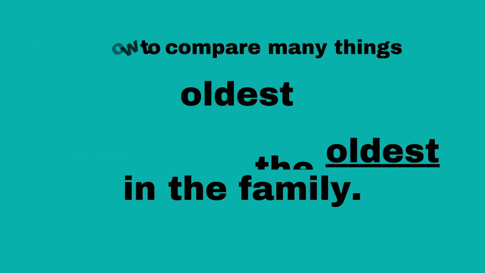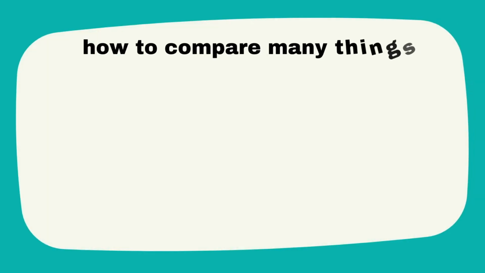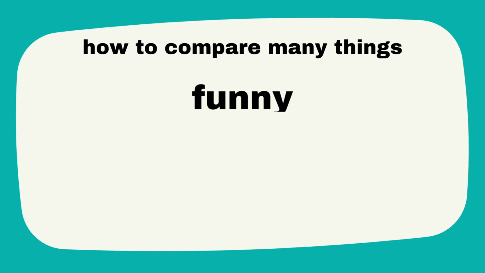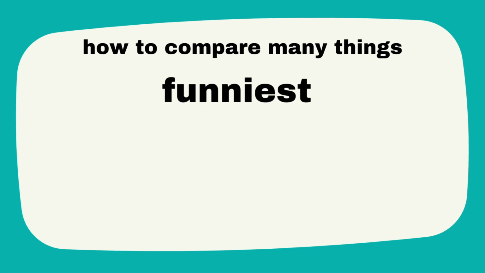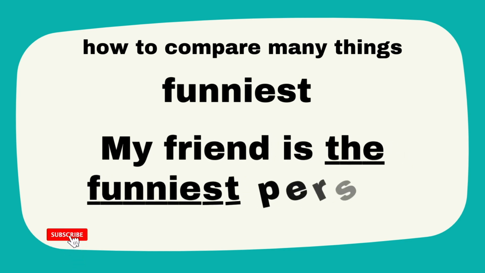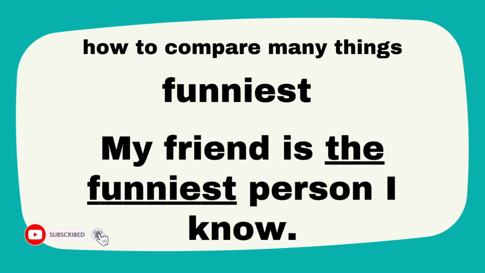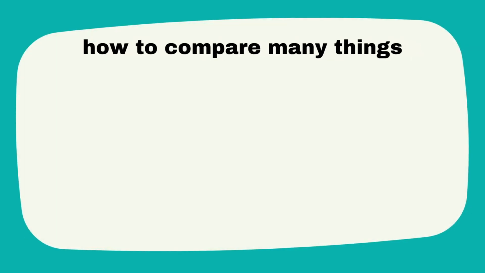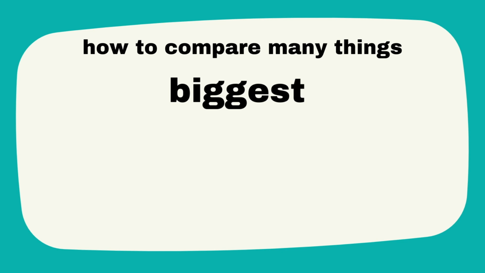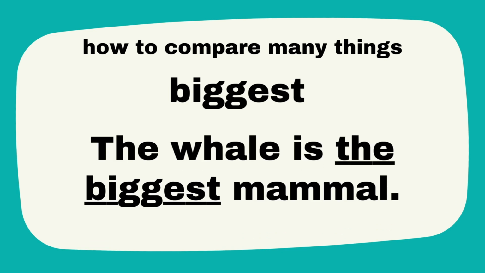For our next example, let's use funny. The superlative form of funny is funniest. So, my friend is the funniest person I know. For our last example, we are going to use big. The superlative form of big is biggest. So, the whale is the biggest mammal.